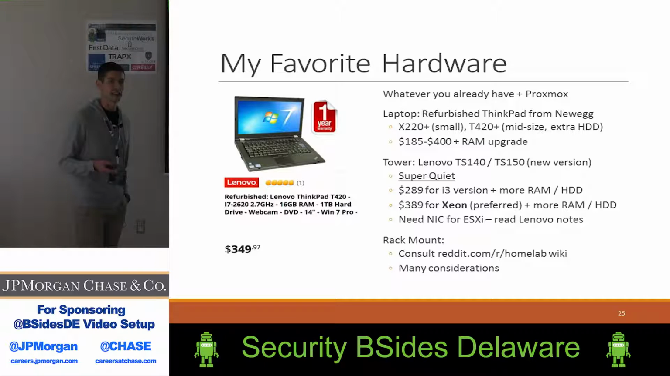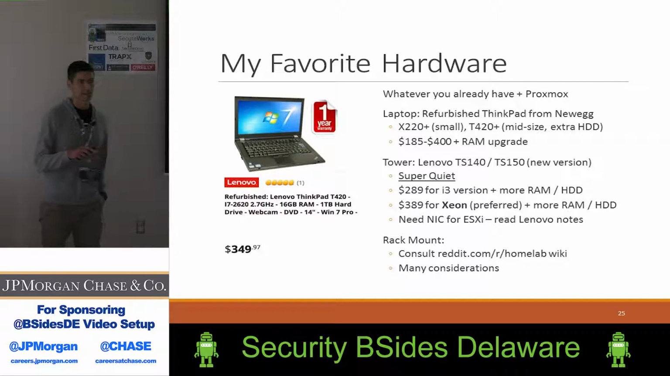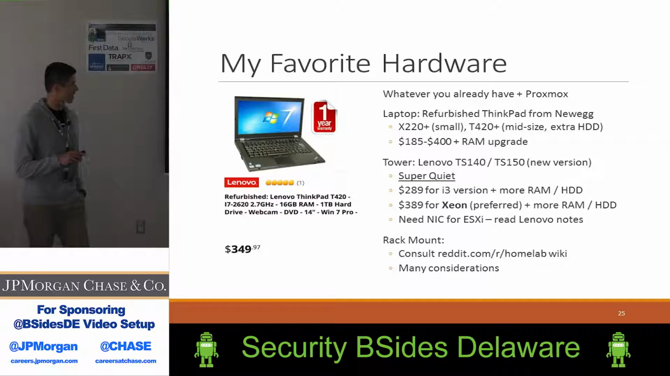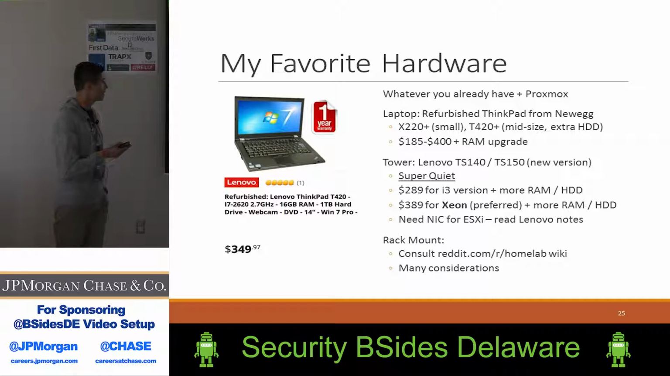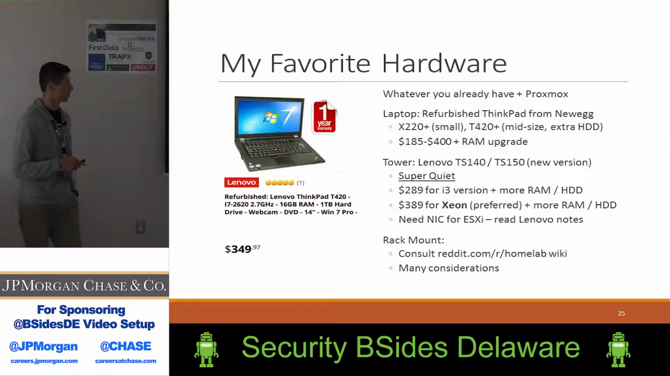If you want to step up to the tower, Lenovo makes a TS140, which stands for ThinkServer. The whole line of ThinkServers is great, but the TS140 is the little version, and the TS150 is the just updated CPU version. It's not out yet, but they've announced it. You can get these for $389 with a Xeon processor, and you're going to add a little more RAM to that, so it might end up more like $500.